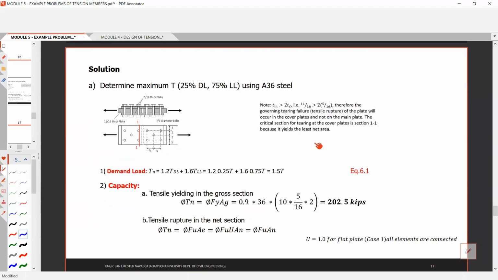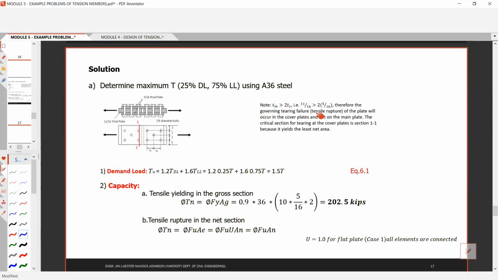Okay, so first we will determine the capacity of problem A, since according to the problem we are using 25% dead load and 75% live load using the A36 steel. Take note, class, that the thickness of the middle plate, which is 11/16, is greater than twice the thickness of your cover plate, which is 10/16, or 2 times 5/16.